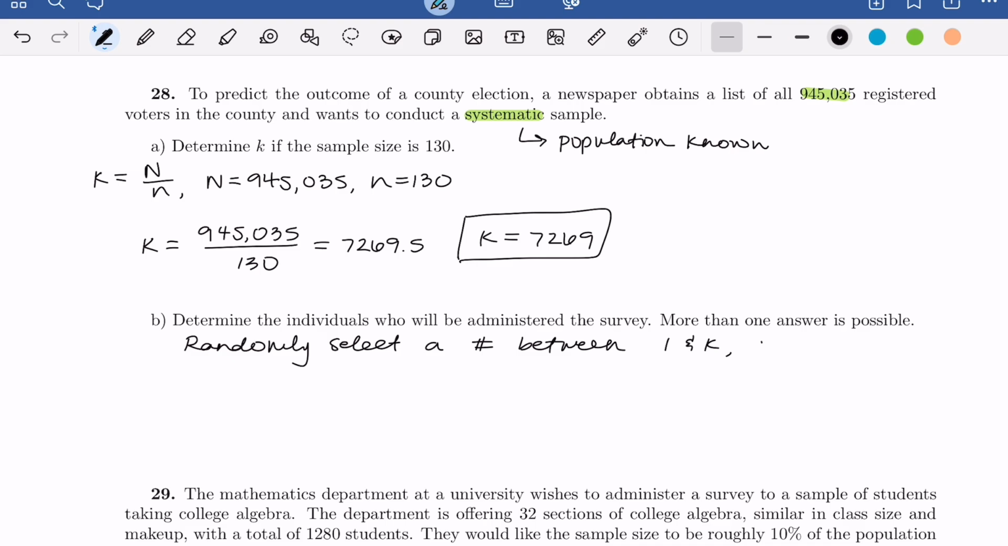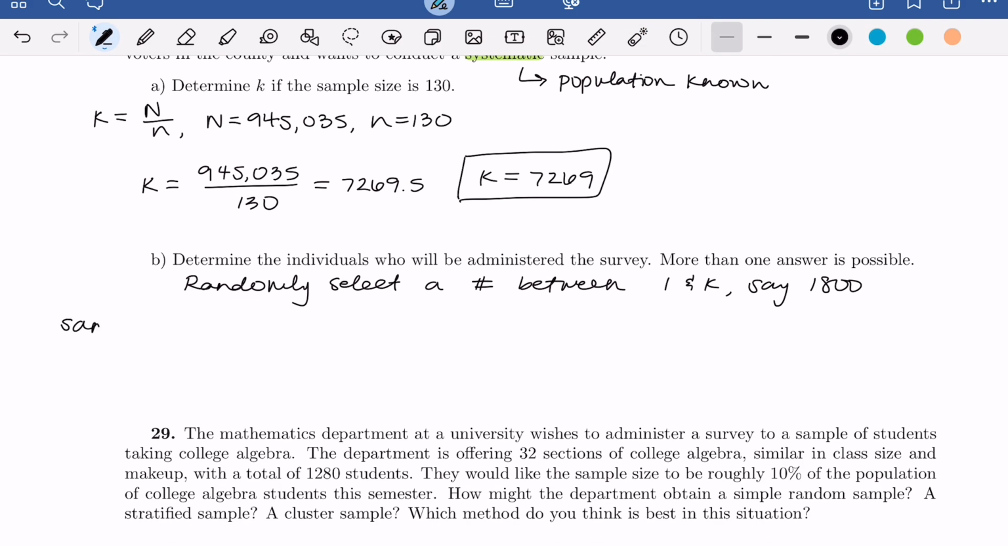For this one, I'm going to select 1800. That's going to be our random number between 1 and K, which is 7,269. Now, our sample is going to consist of that starting point, that 1800. And to find the next individual in this sample, we will add 1K to our starting point of 1800. Now, to find the third individual, we can take whatever this value is and add another K to it. So we're increasing in increments of this K value.